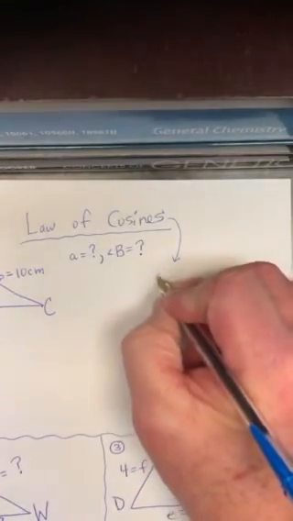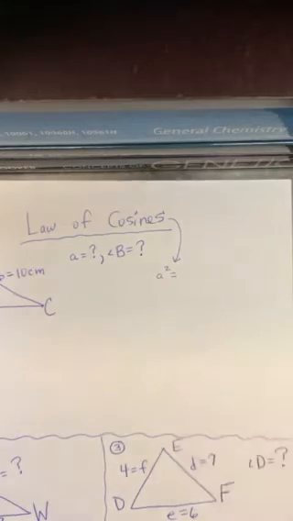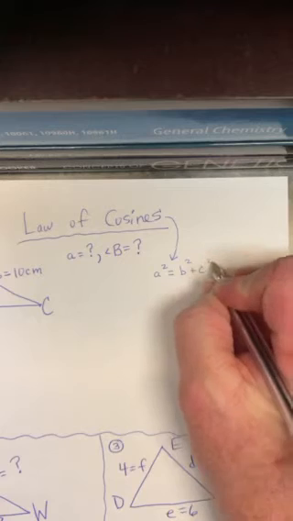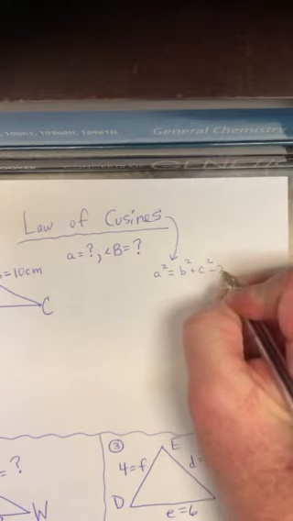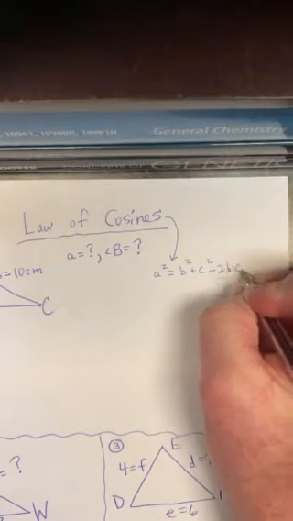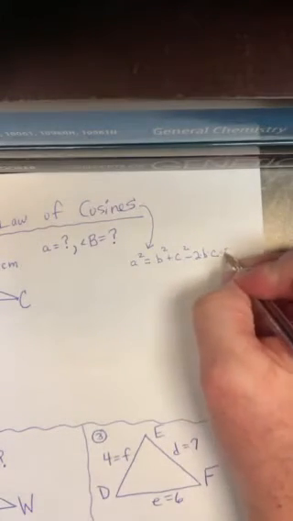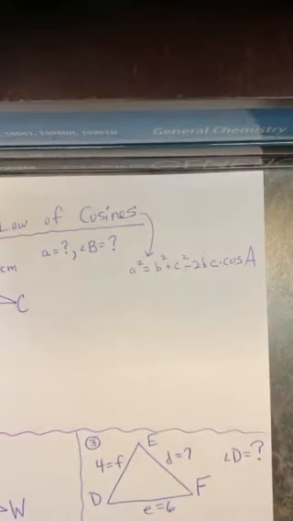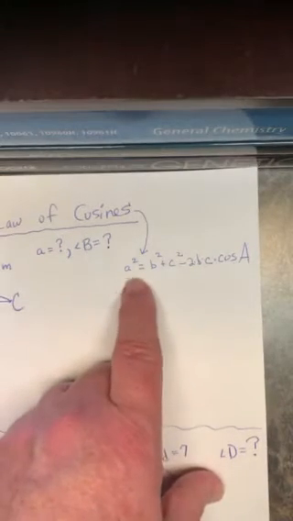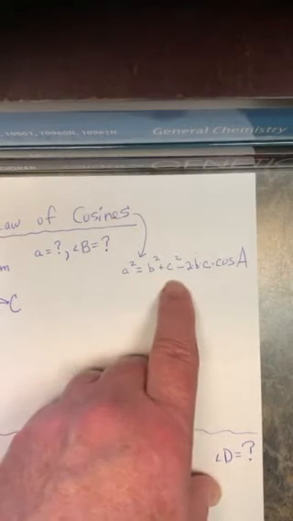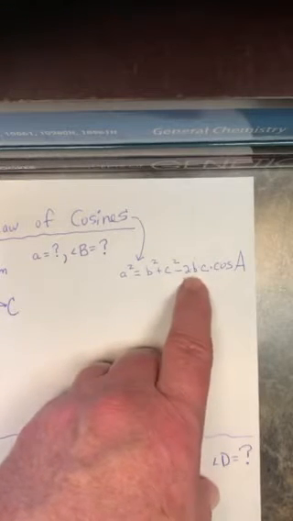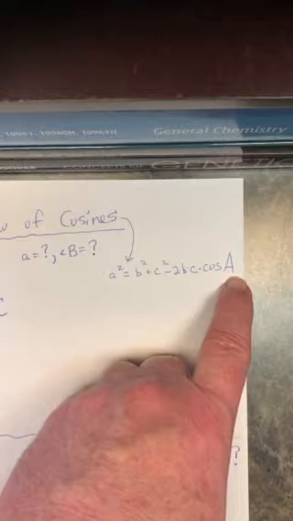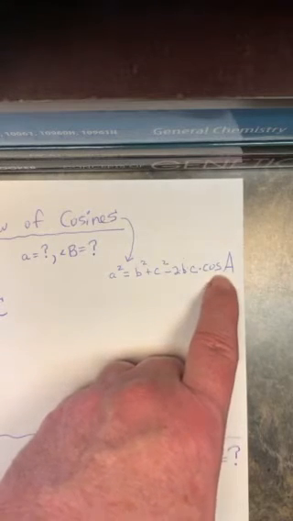Ready? A squared equals B squared plus C squared minus 2 times B times C, oh my gosh, times the cosine of capital A. Whoa. A squared equals B squared plus C squared minus 2 times B times C times the cosine of capital A. Okay, focus and think with me here.